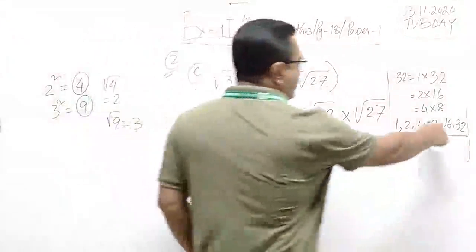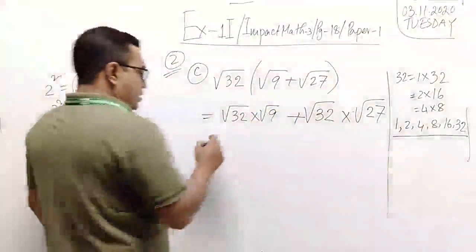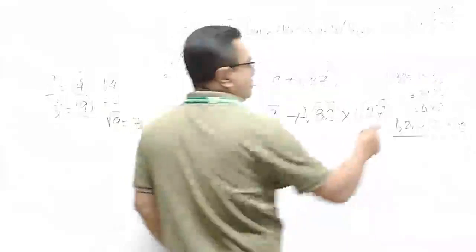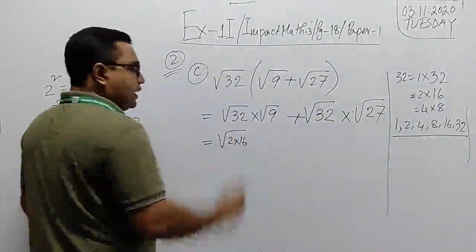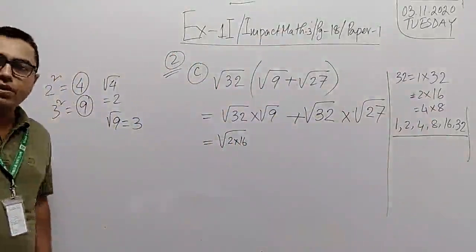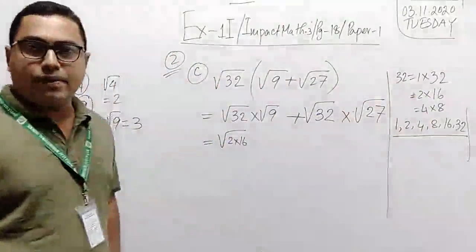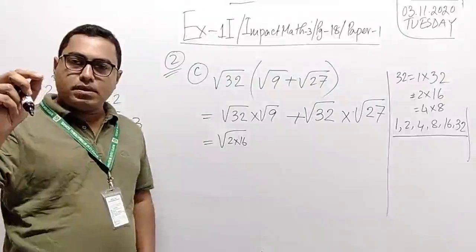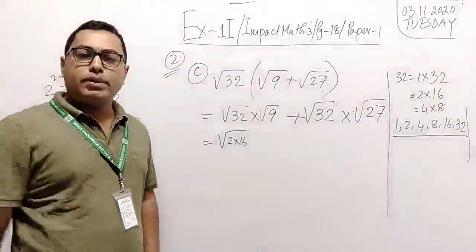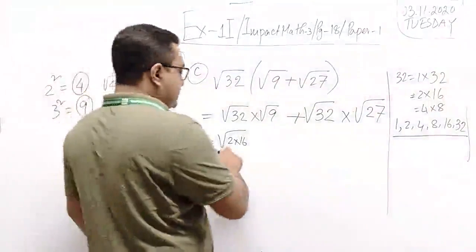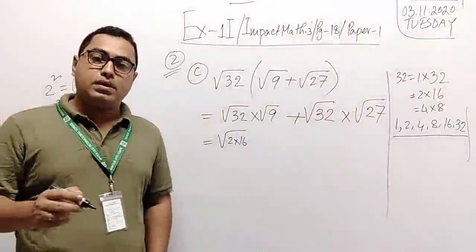So which factors will we take from there? 32. Look, if we take this one, 2 into 16, square root of 16 is 4. So that is 4 square root of 2. This is the short form. In the short form, if we compute the square root, the decimal will be unlimited. Okay, square root of 2 is an irrational number.